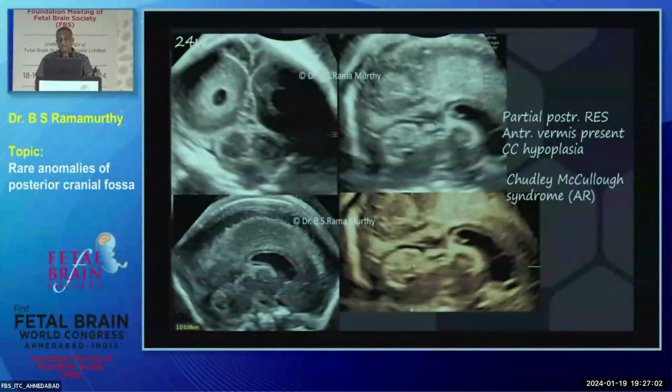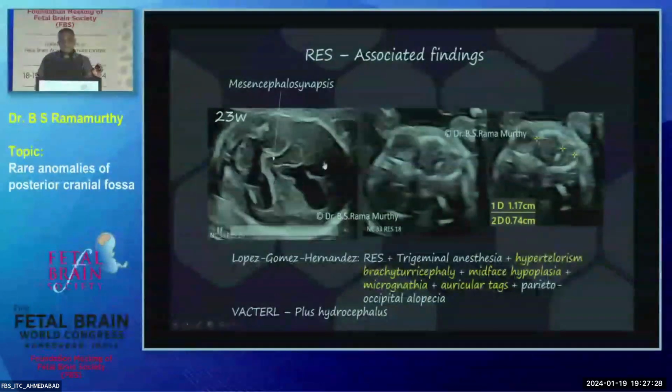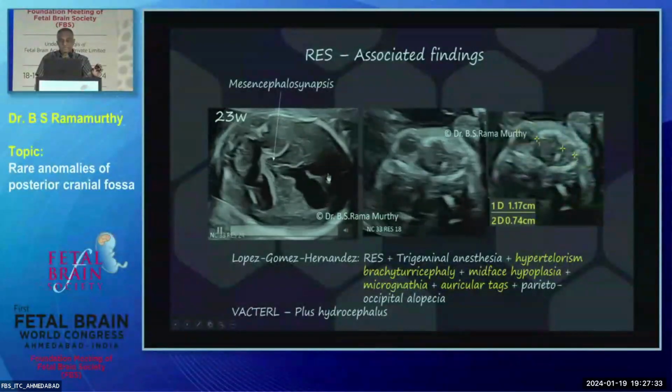rhombencephalosynapsis, and this difference is also shown to us very clearly in the rendered volume images. A partial posterior RES, anterior vermis is present, and of course, in addition to that, the corpus callosum was thinned out and hypoplastic as well. Here is a third ventricle dilated, lateral ventricles dilated, aqueduct not forthcoming at all. And this is again a mesencephalosynapsis.